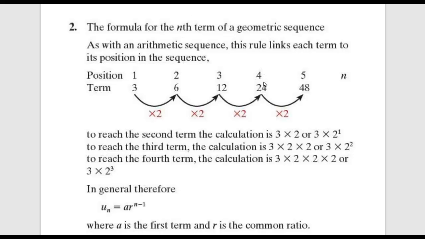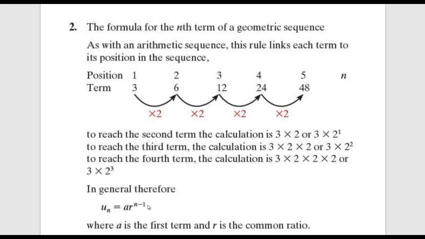So the fourth term, which is 24, can be written like this: first term, 2 power. The term number is 4, but the power is 3. To get the third term, which is 12, it is 3 into 2 raised to power 2. So the power is always less than the term number.